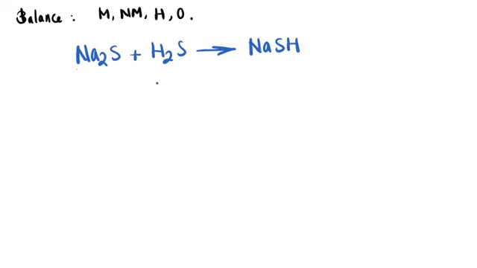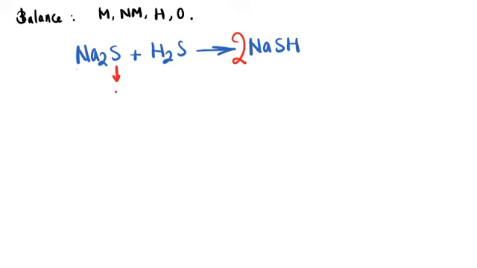First, I'm going to balance metals. Metals, in this example, we have only sodium, 2 sodium atoms. So on the right side, we need to make same number of sodium. So I'm going to multiply by 2. 2 sodium atoms on the left, 2 sodium atoms on the right. Then I am going to balance non-metal, except hydrogen and oxygen. So the non-metal here is sulfur.